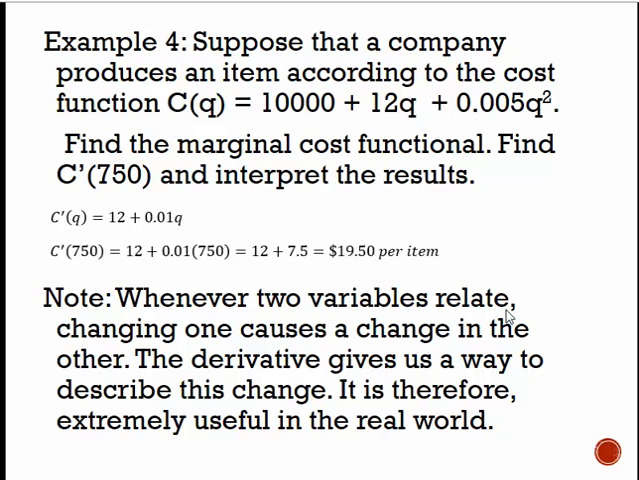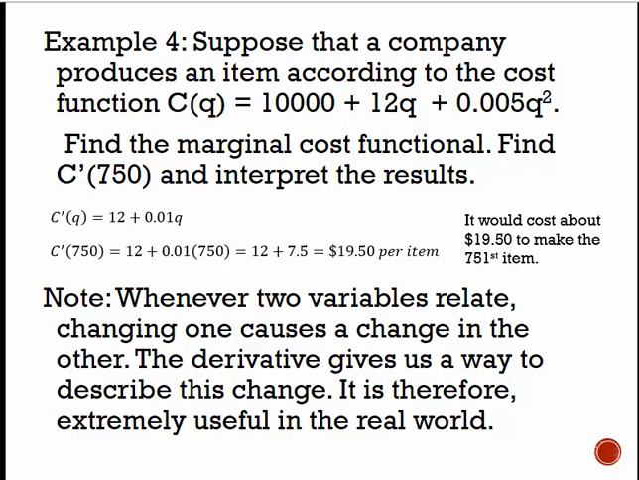Then we can plug in 750 to that and I wind up with 19.5, but those would be dollars per item. And the interpretation there, it's an instantaneous rate of change. So you can think about going from 750 to 751 at the time that you're at 750 items. To increase the quantity by 1 would cost about $19.50.